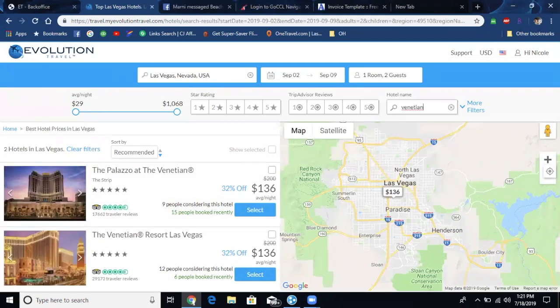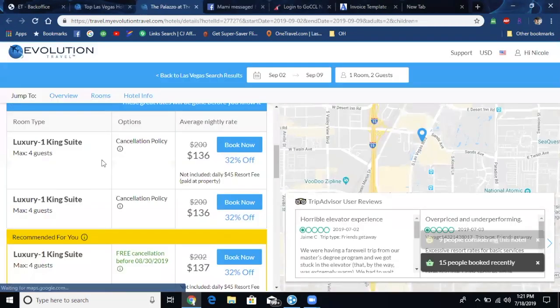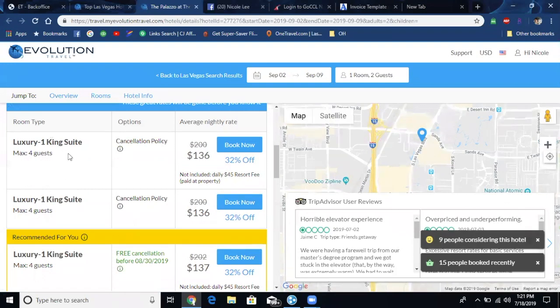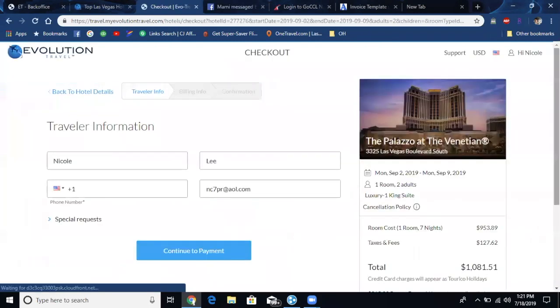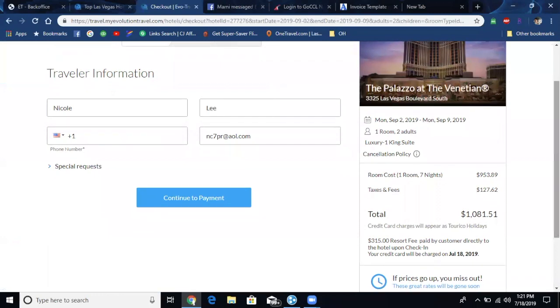Okay, so we have Venetian and the Palazzo. We have it at 136 a night. So let's go ahead and select the Palazzo for 136 a night. Make sure that when you're comparing and you're getting a room for the client that you use the exact same room. So right now I'm going to use a luxury suite. And what we're going to do is look at the out the door price, because almost all resorts have a resort fee. Now that's in Vegas. Different places in the world may not have a resort fee. You really have to look at the bottom or call the resort.